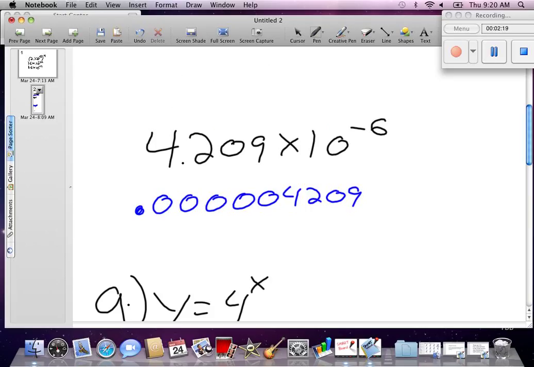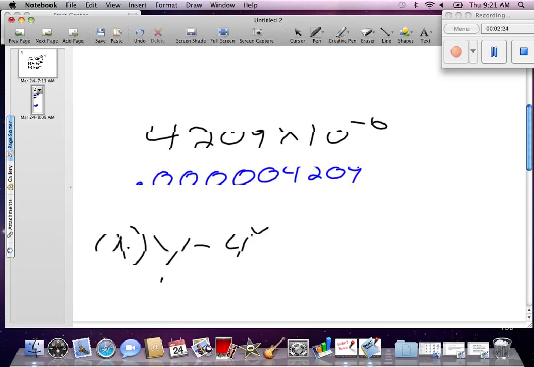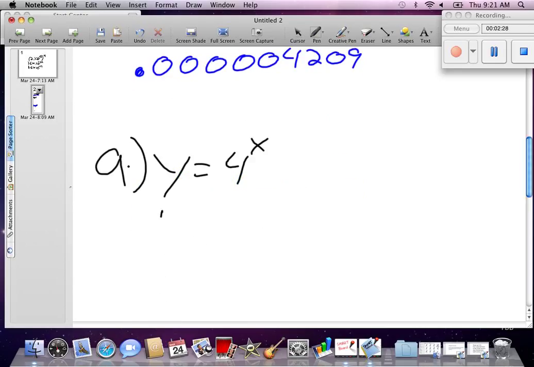All right, let's do a lovely graphing one. Let's turn it over and we'll work on number 9. You have the wrong problem written down for number 9, so if you could cross that off and please write y equals 4 to the x.